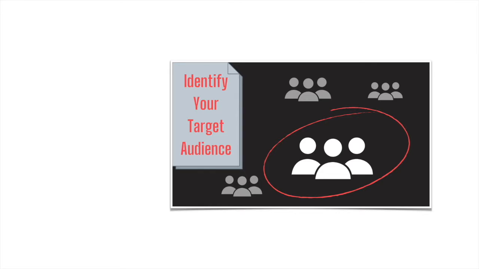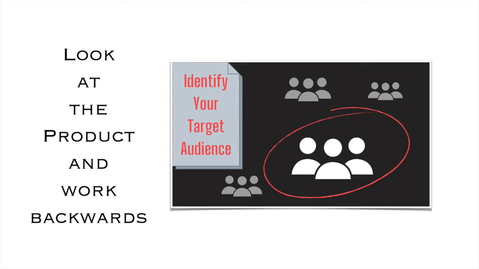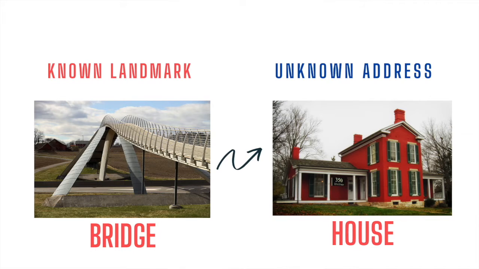I went through a lot of trials and errors and realized that I could overcome this problem by looking at the ultimate product that I had in mind and work backwards to identify my target audience. The idea was to move from the known to the unknown. A known landmark can help us identify an unknown address, isn't it? The same principle can apply here.